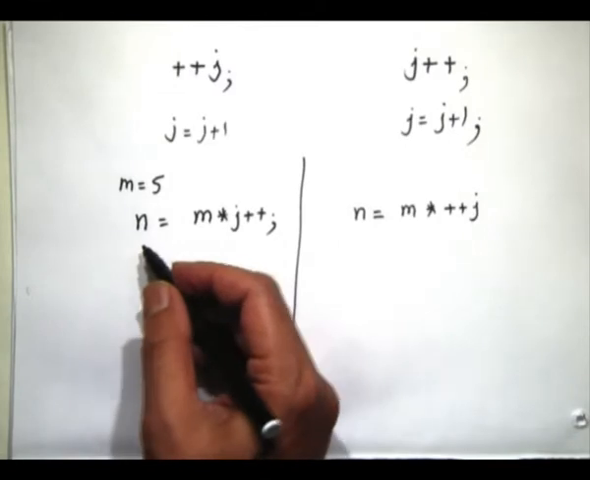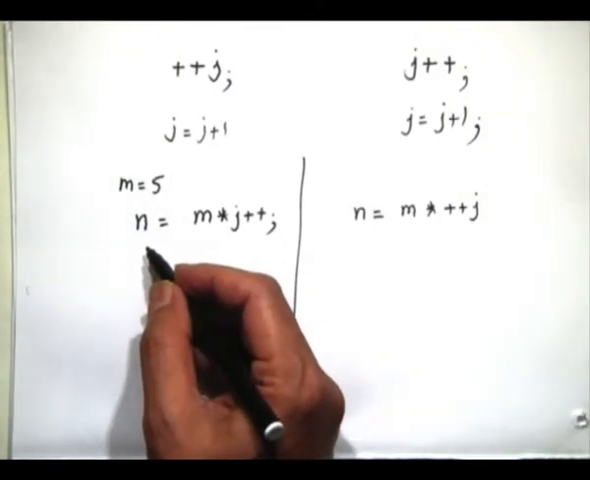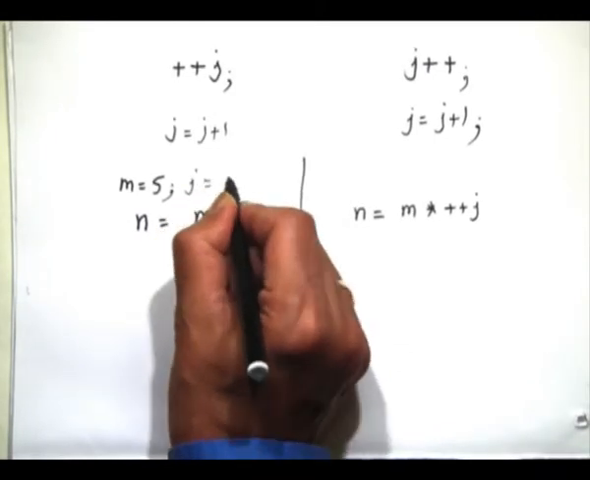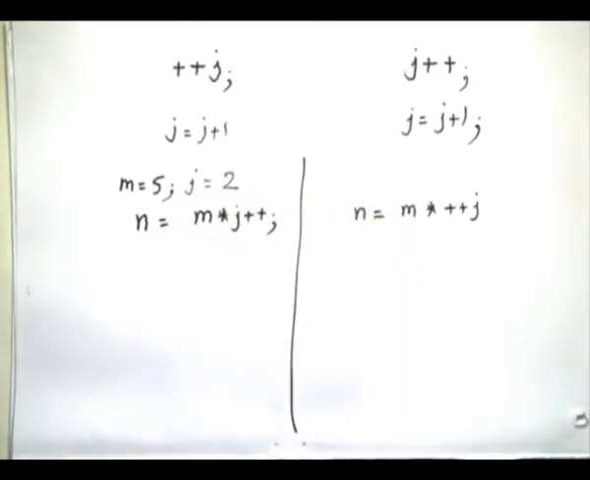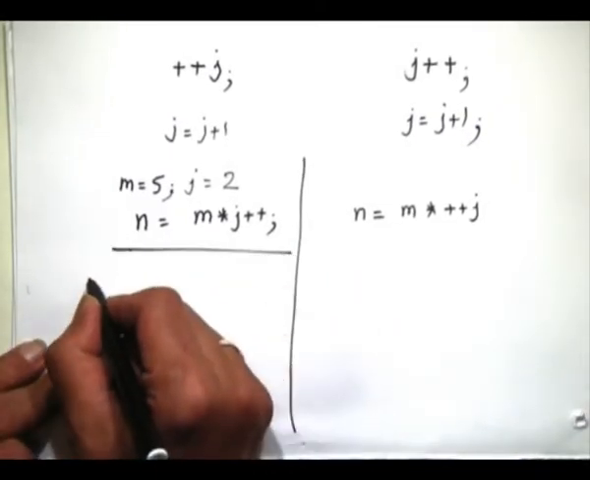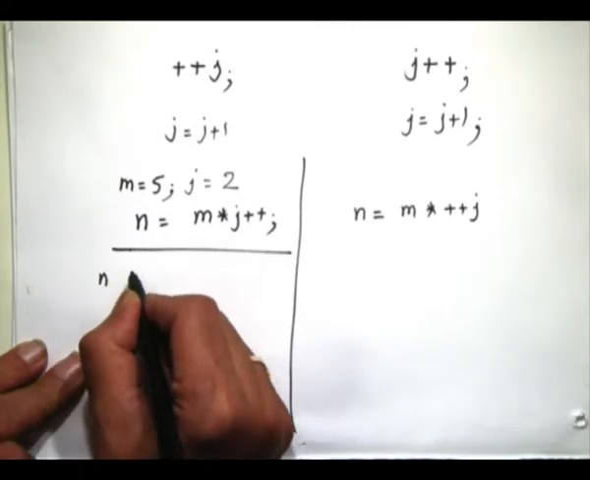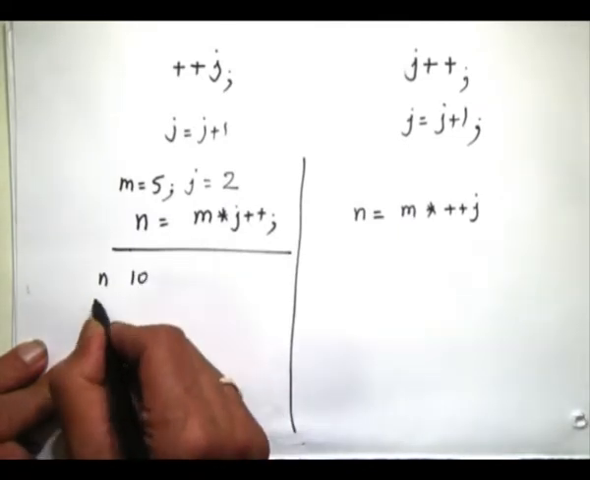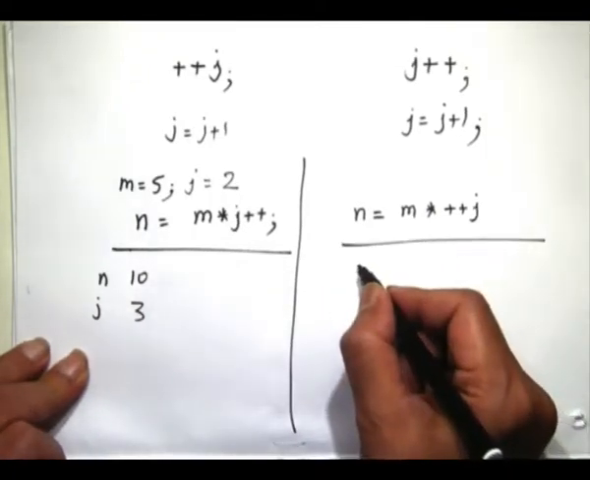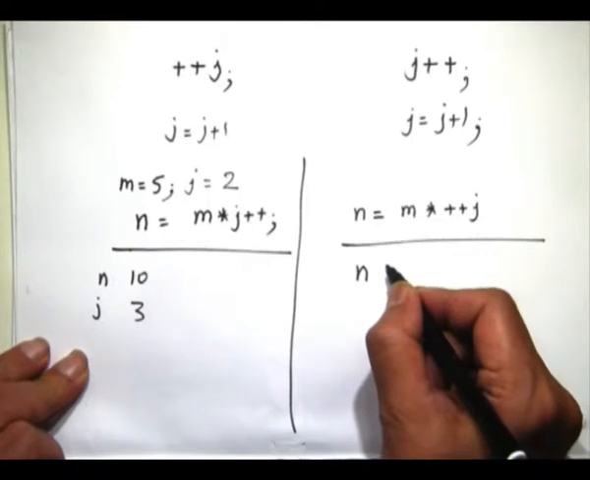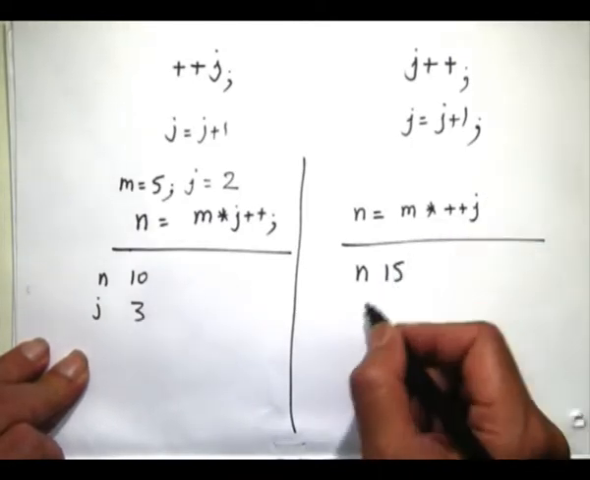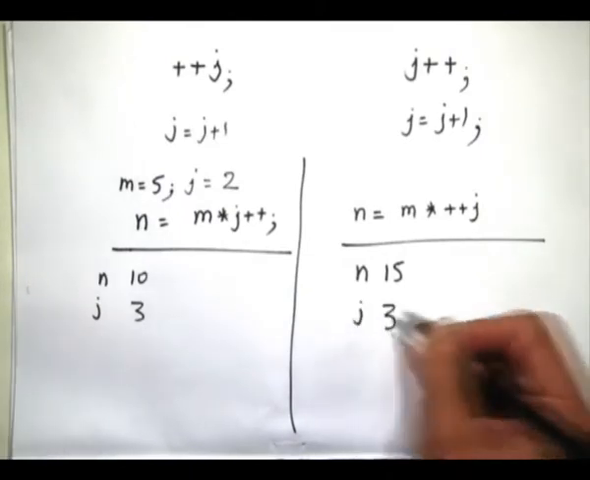So what will be the value of n in the first instance? I of course must also tell you what is the value of j, otherwise it will be meaningless. Let's say j is equal to 10. So n will be equal to 10 at the end of this. And what will be the value of j? In this case, n will be 15, because j would have increased before taking part in this expression evaluation. And j of course would be. Is this clear?